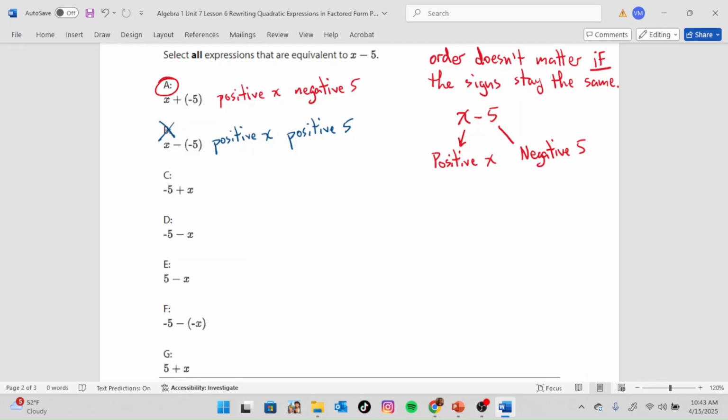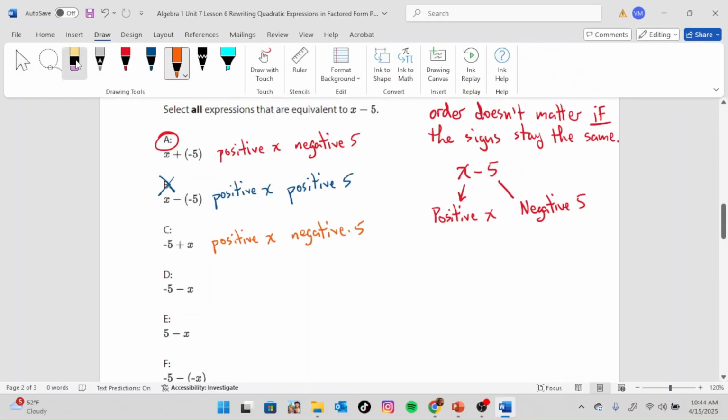If I look at C, what they've done here is they have swapped the order. Instead of x minus 5, we have minus 5 plus x. But if you break it down into its components, we have the positive x, we have the negative 5, and that is all we really cared about. We don't really care about the order. We care that the components have the same signs. So C is equivalent.